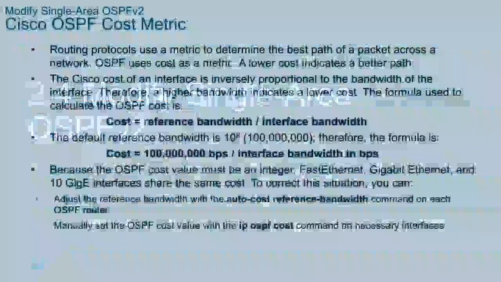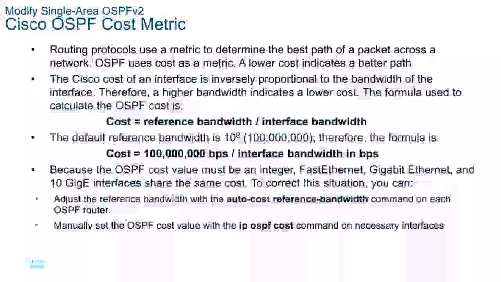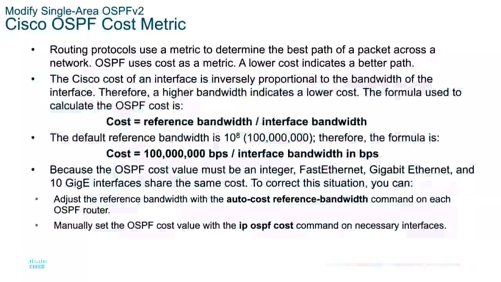So we need to be able to adjust the cost of each link within OSPF. The metric that it uses is a reference bandwidth divided by the interface bandwidth, and this allows it to form a number. This number is the cost of using the link. The lower the cost, the better the path.